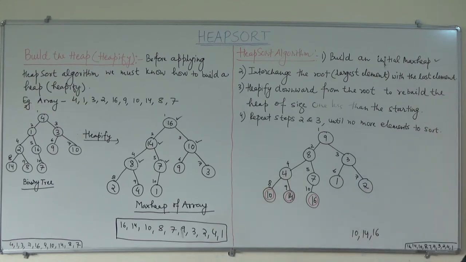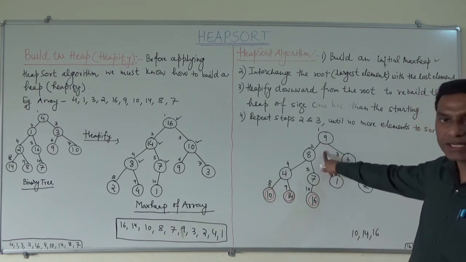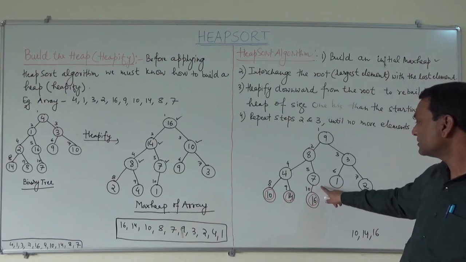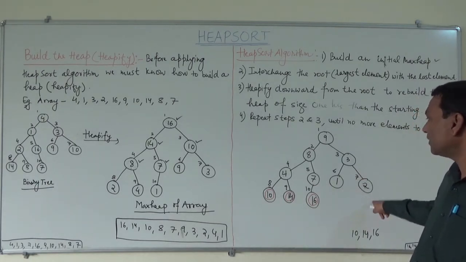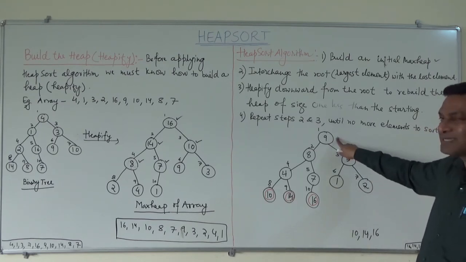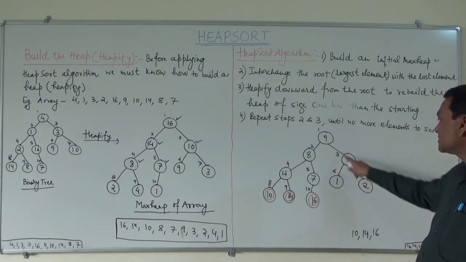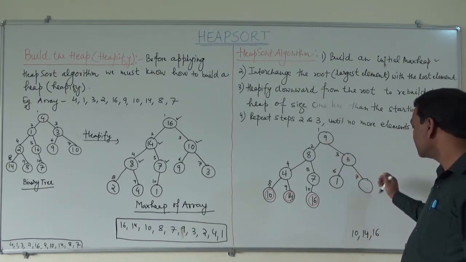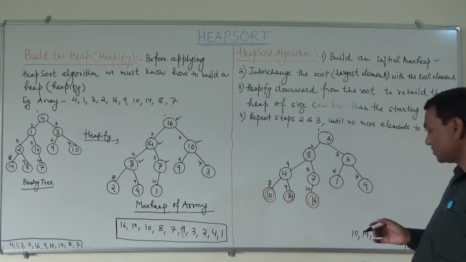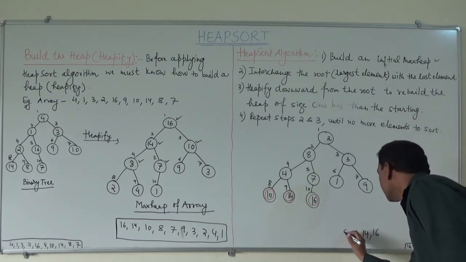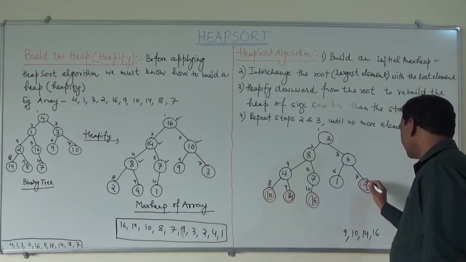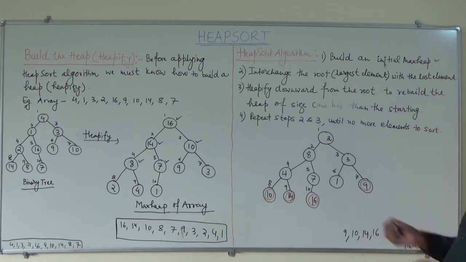Now again we can check that all the parents are greater than their children. So this is the max heap. 9 is greater than 8 and 3. 8 is greater than 4 and 7. 3 is greater than 1 and 2. Now we can interchange the root, the largest element, with the last element. So this 9 and 2 can be interchanged. So this is 9 and this is 2. So this 9 is sorted. So we can make it red. So these four elements are sorted.